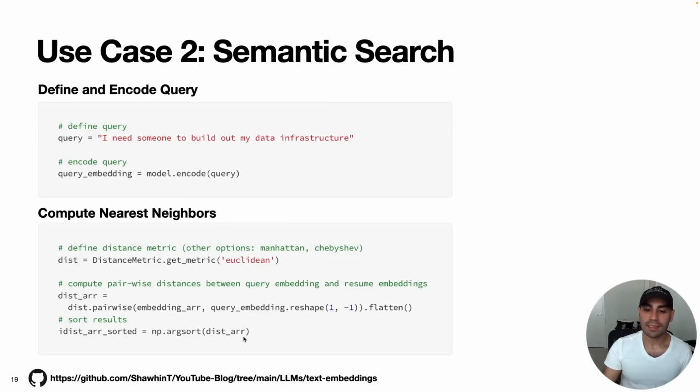Note that this isn't sorting the dist array. It's actually doing two things. It's sorting the dist array in ascending order and then returning the index of each of those elements. So the first element's not going to be the smallest distance value itself. It's going to be the index of the smallest distance value. That's all we need to do the semantic search.